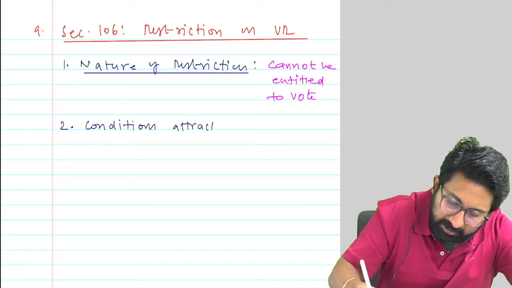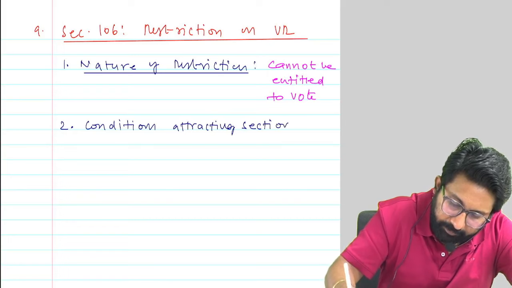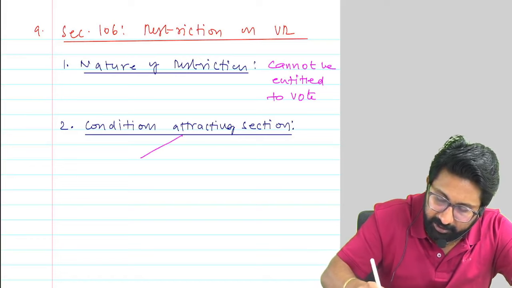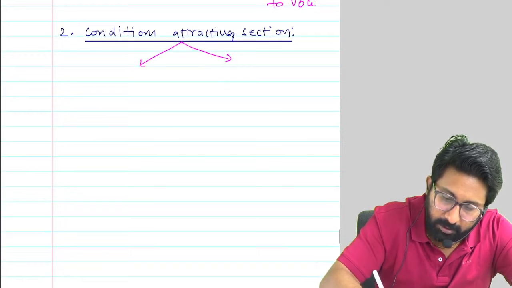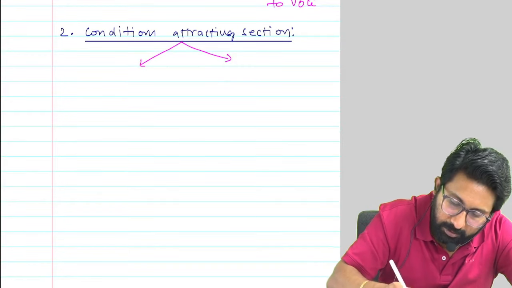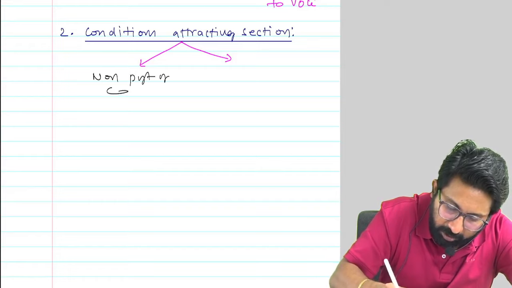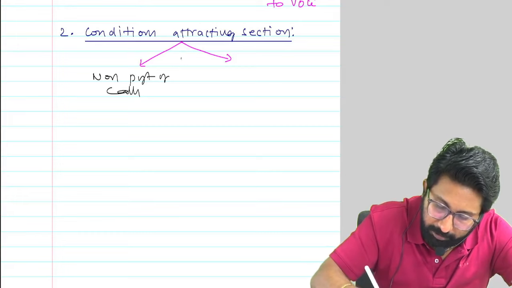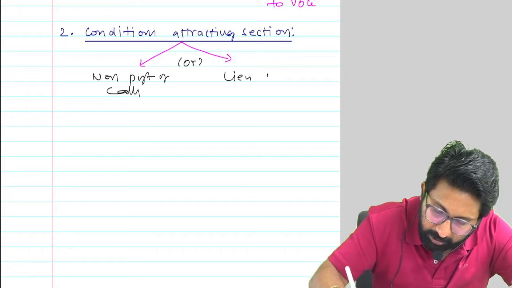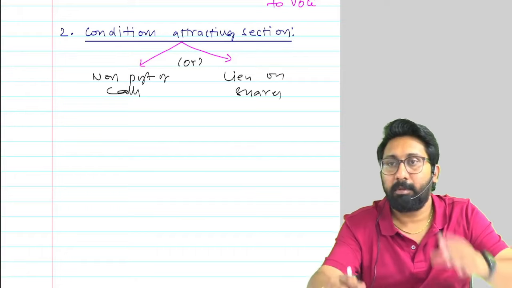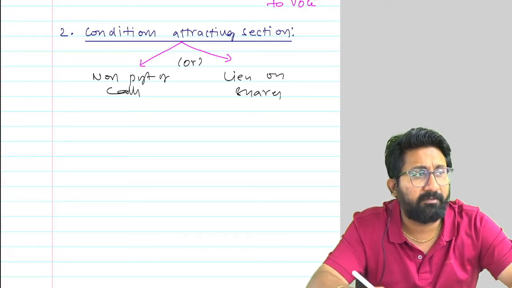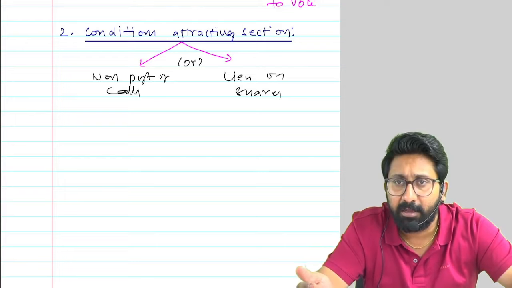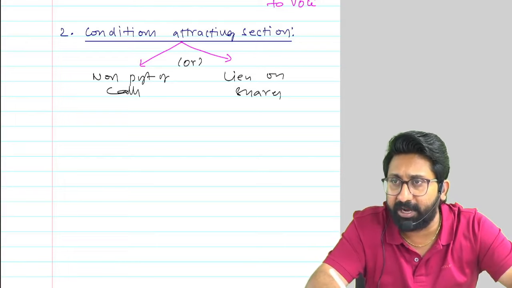Number two, conditions attracting the section. When will restrictions be imposed? Two branches: non-payment of calls, or lien on shares. Non-payment of calls means if call money is not paid, first call, second call, final call, then voting rights will be restricted.